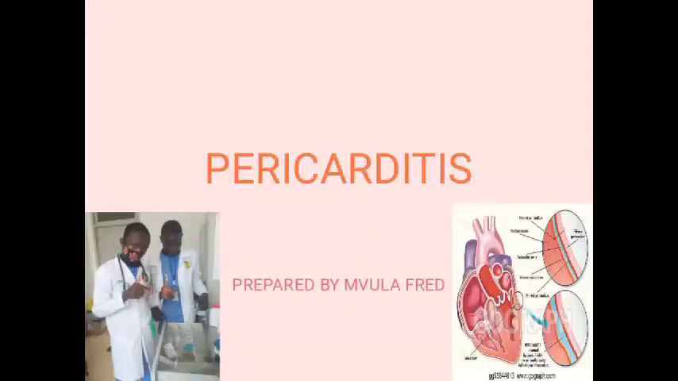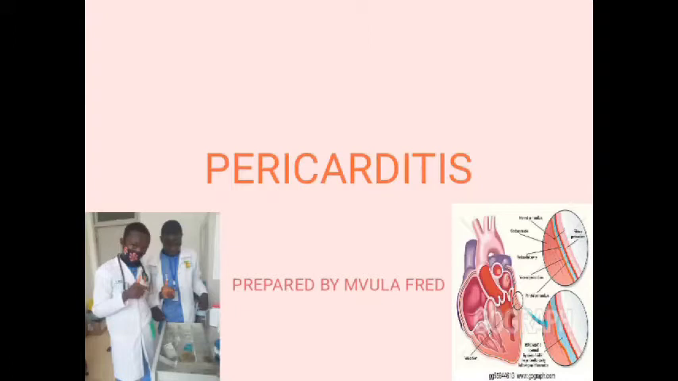Hi friends, today we'll be looking at pericarditis, which involves the inflammation of the heart, so to speak. And as you know already, when you're talking about pericarditis, the suffix "itis" means inflammation. Then the pericardium is the outer layer of the heart which encloses the heart, so the first thing you need to understand is the anatomy part of this pericardium.